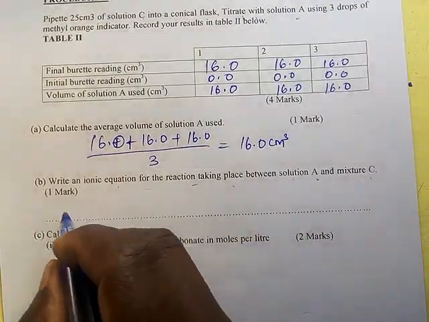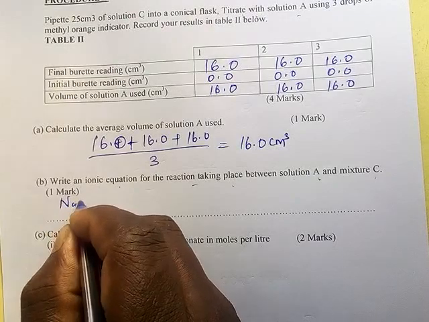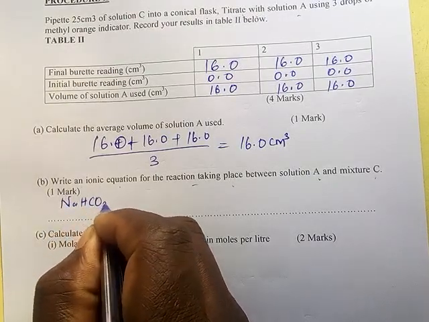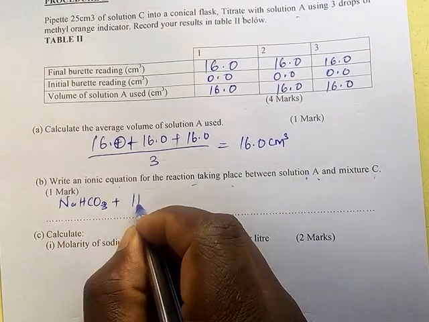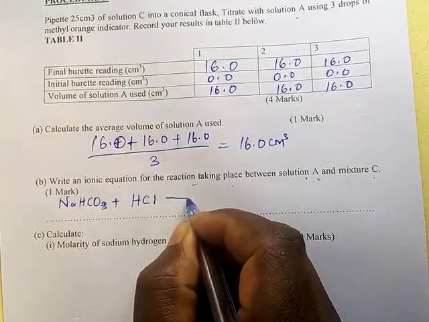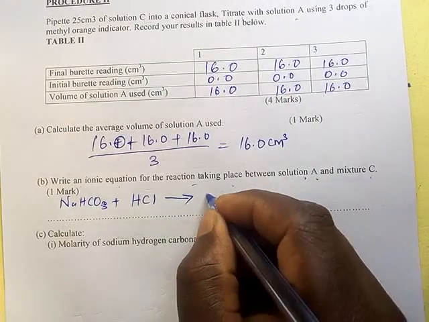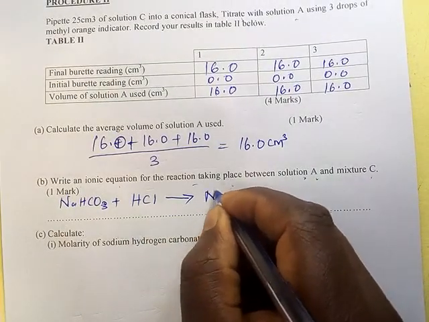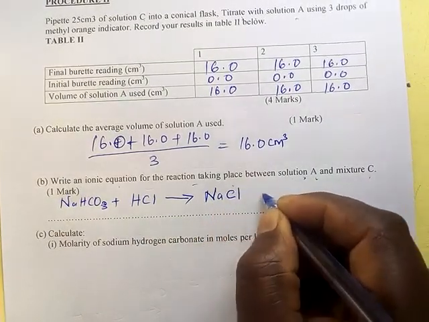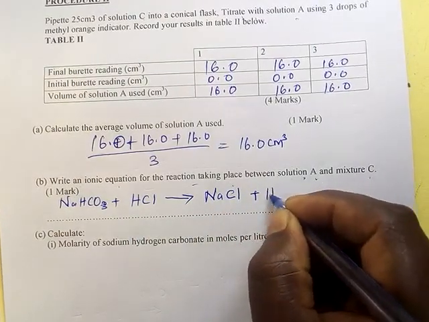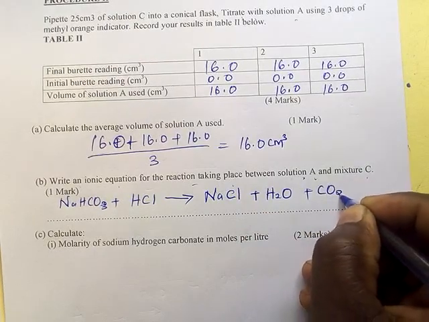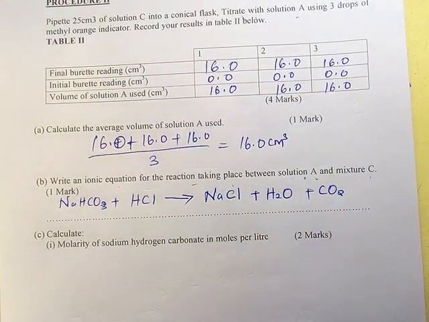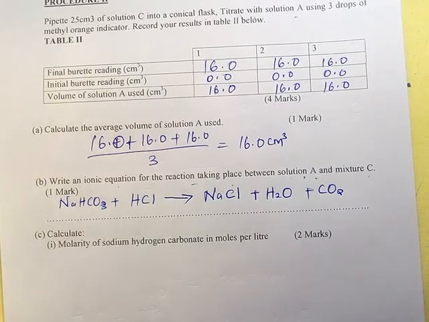It will help you to write the expected equation. Therefore, we are going to react sodium hydrogen carbonate plus solution A, which is HCl. This one gives us sodium chloride plus water plus CO2. I think the equation is balanced. So this equation is balanced.